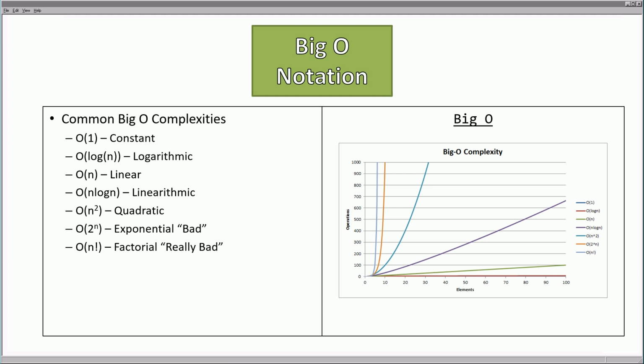Think of it this way. If we were to apply the value 100 to n, imagine what this looks like with each one of these functions, especially 2 to the power of 100 and 100 factorial.